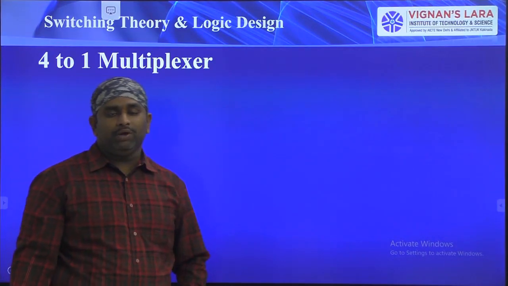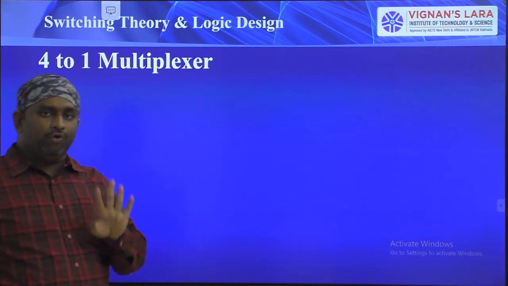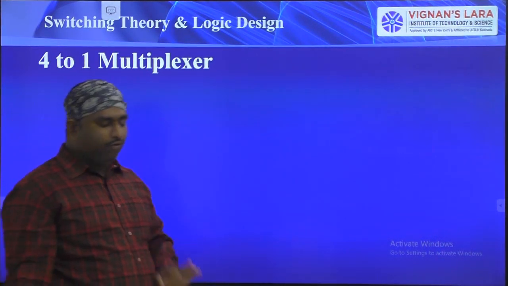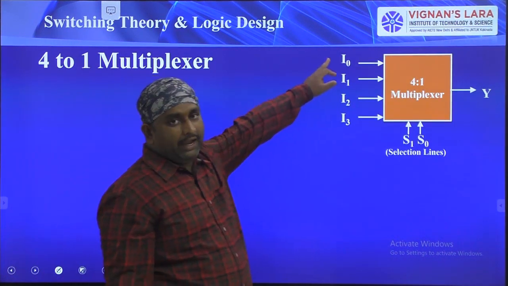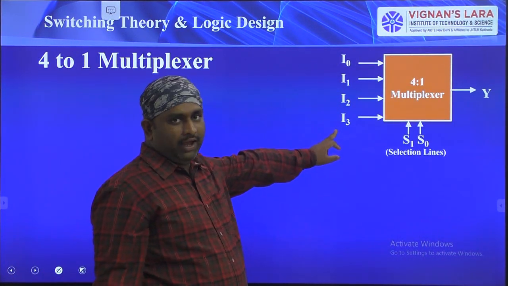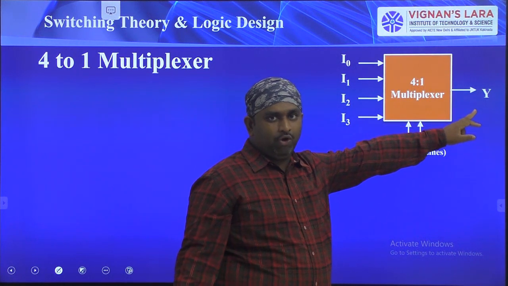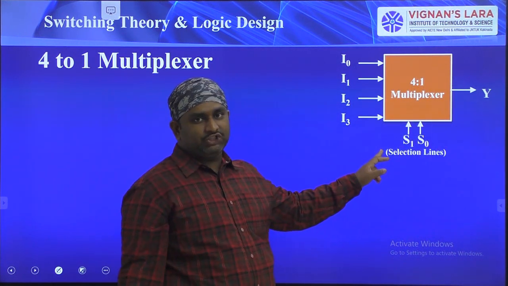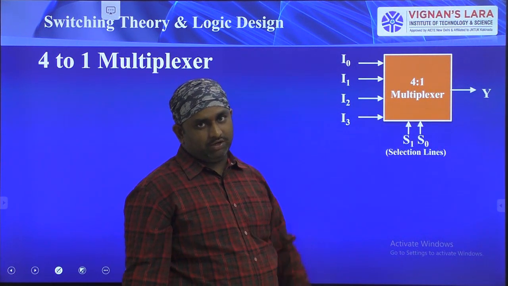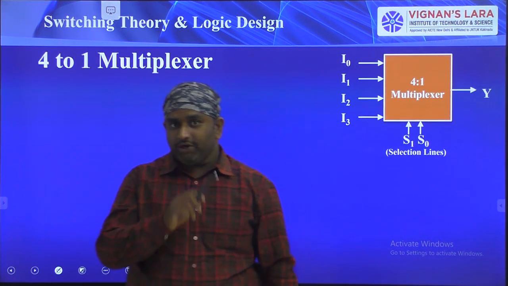Next, 4:1 multiplexer. That means here we have 4 input signals. See here I0, I1, I2, I3, and the output is Y. Here we have selection lines S1, S0. Right? I said that it is a 4:1 multiplexer.